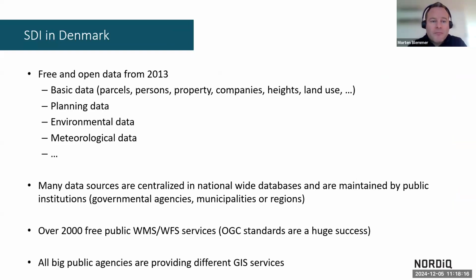Since 2013, data has been freed and open from the public sector, and that's all the basic data like parcels and persons. Of course, you have to have the rights to see social security numbers and stuff like that, and properties and companies. And we also have free digital elevation models, and you can get land use, and all planning data is free, environmental data is free, and I think a couple of years ago, meteorological data was also free. And there are many more data as well.